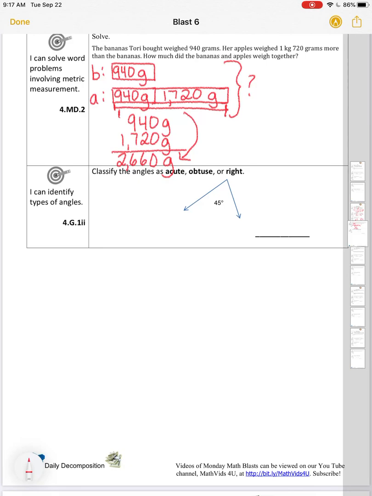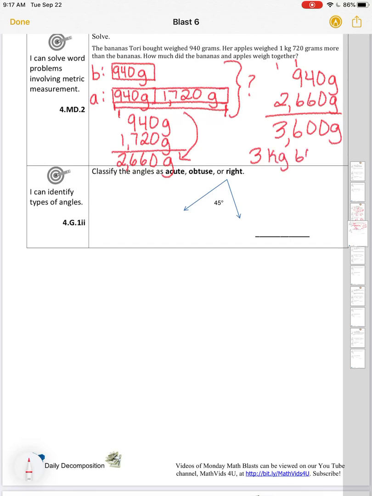Now, I haven't answered the question yet because it said how much did the apples and bananas weigh together. So we have our 940 grams for the bananas, and then we have our 2,660 grams for our apples. And so we're going to put those together, and we see that we get 3,600 grams. I can rewrite that if I want as 3 kilograms, 600 grams. So either one of these works.